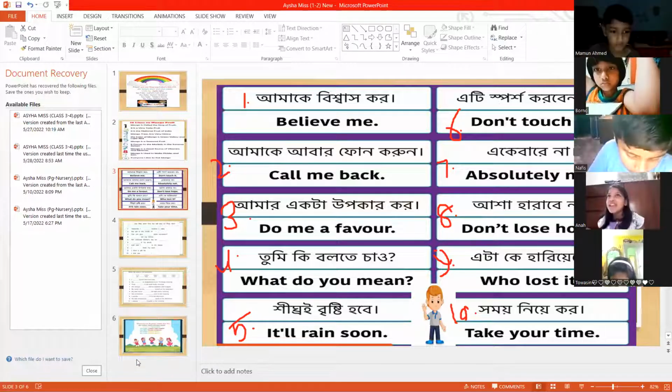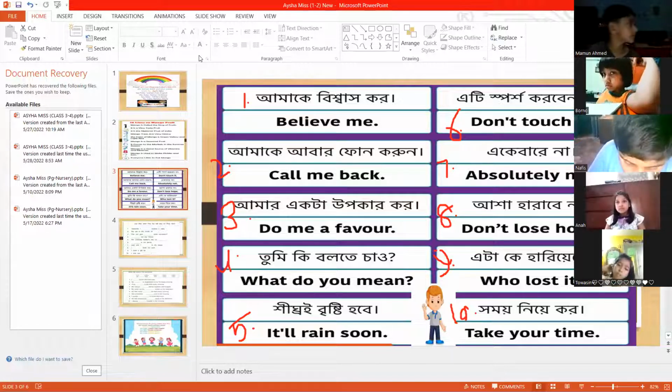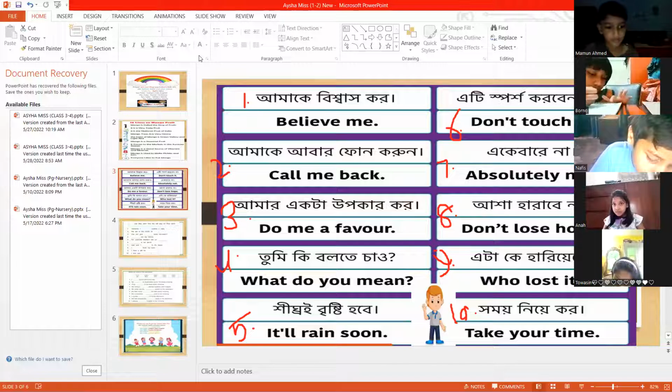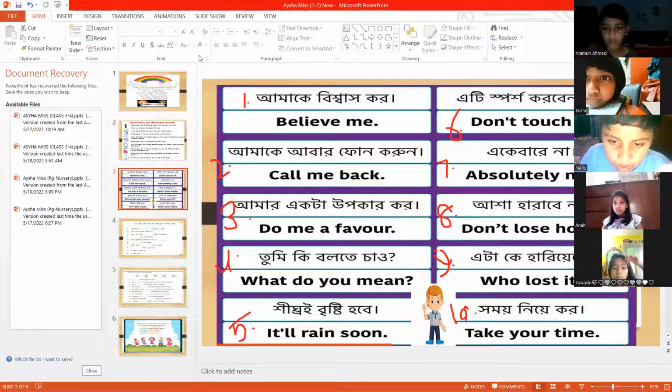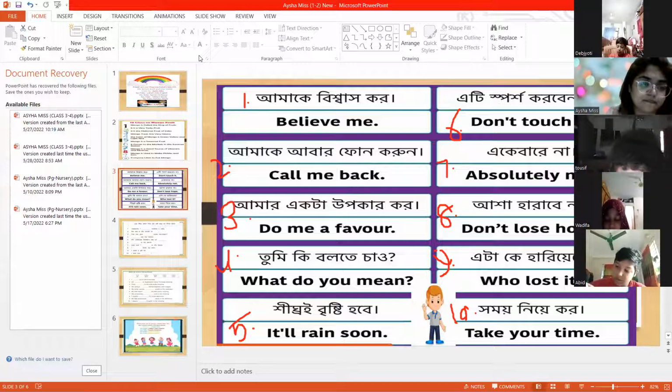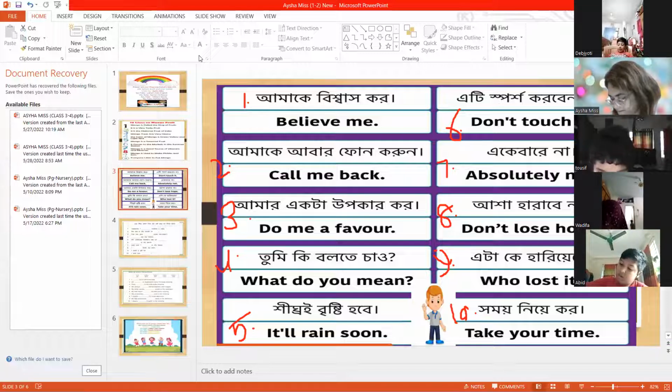Actually, who lives in Sylhet right now? Anyone here? Mamun? Yes. It was about the flood situation. I told you, there has been a flood in Sylhet, hasn't there? Yes miss, very much. There has been flooding on our side too. Okay, right. It will rain a bit.